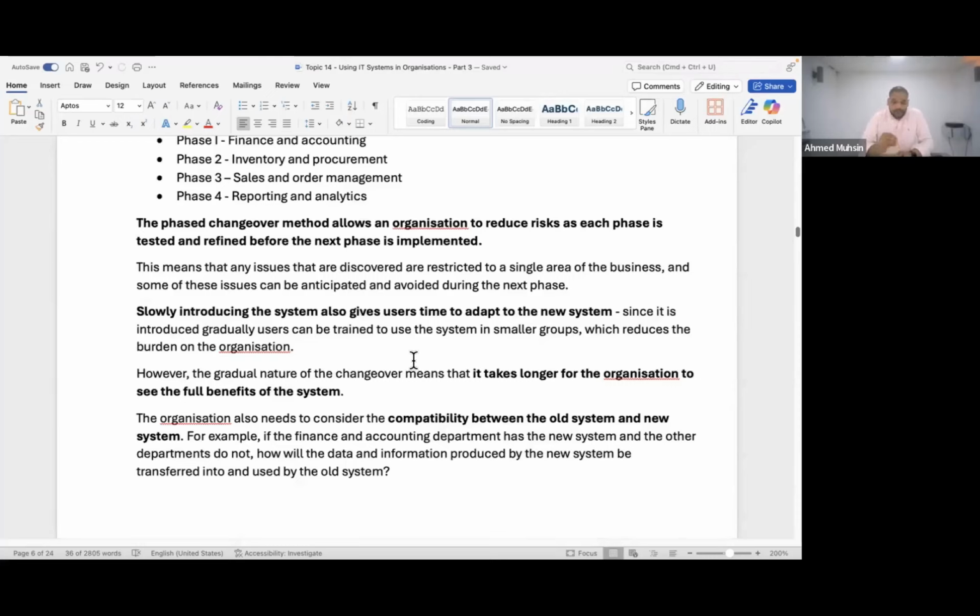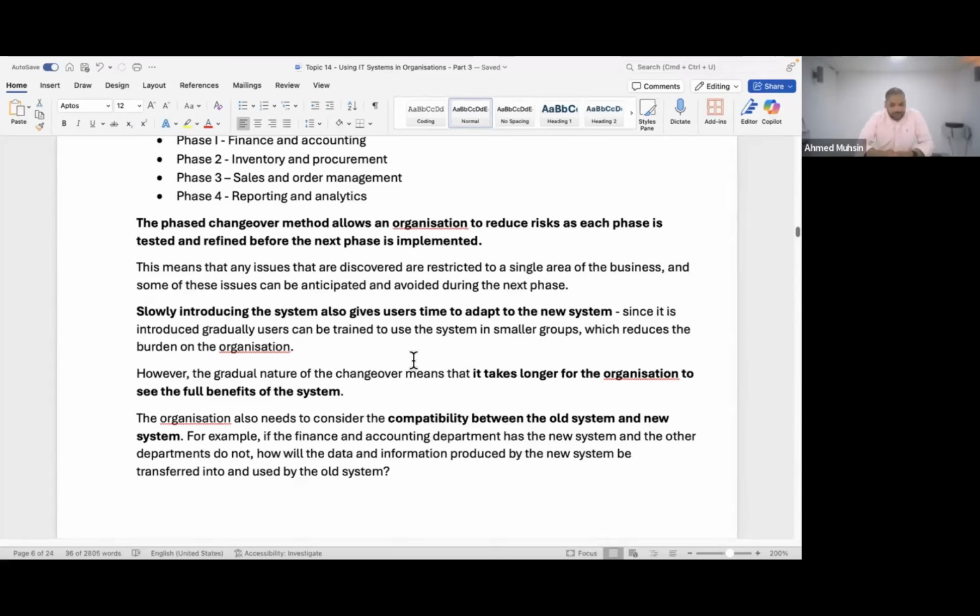Slowly introducing the new system also gives users time to adapt to the new system. You know what adapt means, right? When you change the system overnight for people to get used to it, it's quite difficult. But when you're doing it slowly by slowly, department by department, it becomes easier for people to get used to it. Okay? Since it is introduced gradually, users can be trained to use the system in smaller groups.